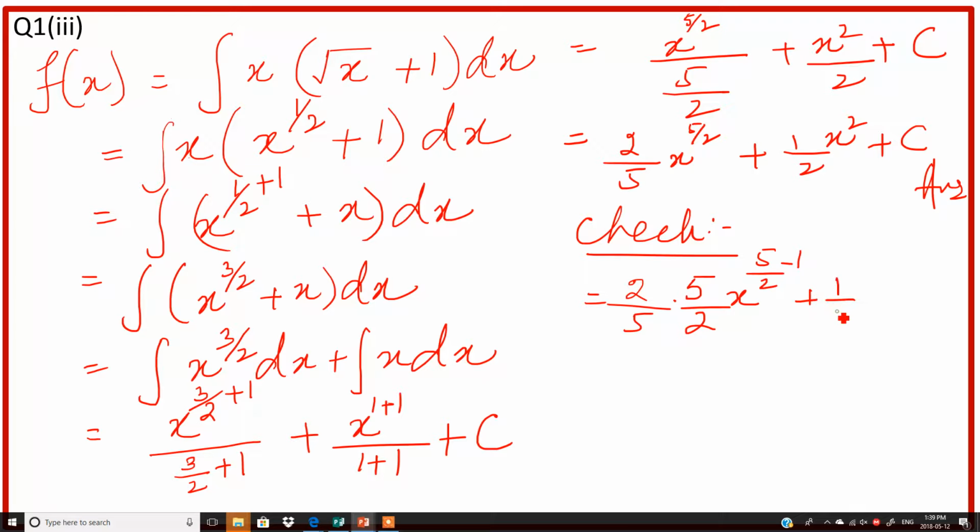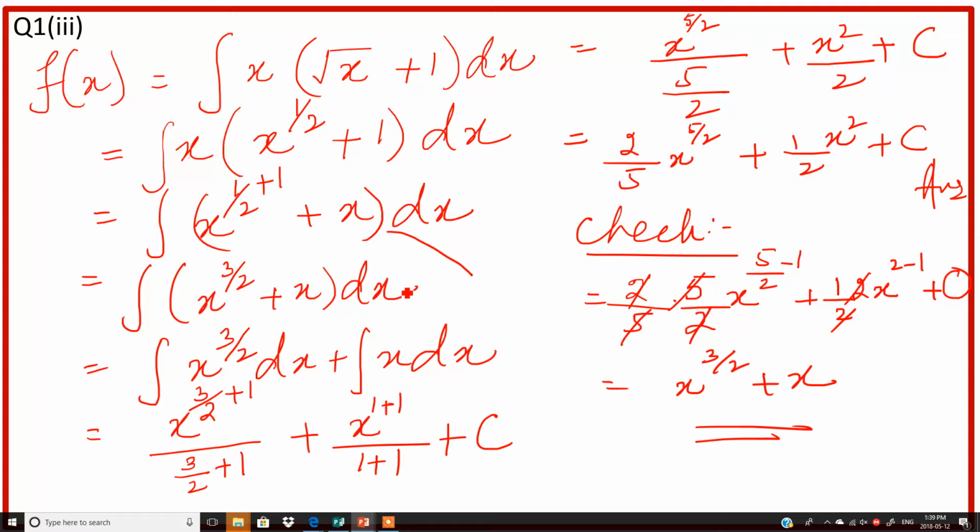Same thing here, 1 over 2 we already have. 2 is the exponent, it will come here, x to the power 2 minus 1, and the constant of integration, the derivative of this is 0. This 5 will cancel with this, 2 will cancel with this. When you solve this, it is equal to x raised to power 3 over 2, plus x. So this is exactly the same as whatever we did here, x raised to power 3 over 2 plus x. It means your integration is right.